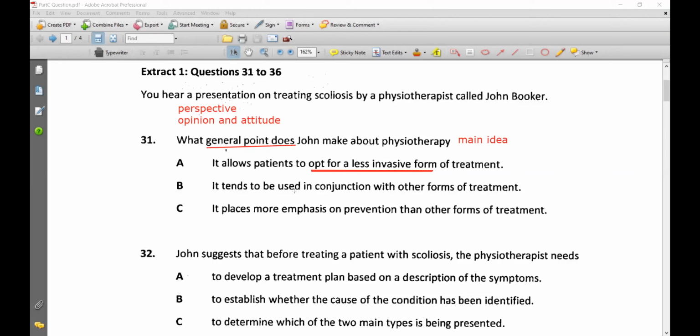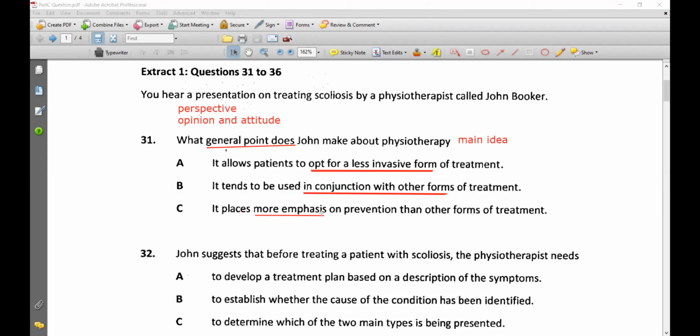It tends to be used in conjunction with other forms of treatment. So you see, A and B are completely different. If in the entire conversation he just goes on to compare how physiotherapy is different from the rest of the treatments, then probably A is the correct answer. But if he describes how physiotherapy works in conjunction, in combination with other forms of treatment, then B is the correct answer. And again, you have comparative language here.